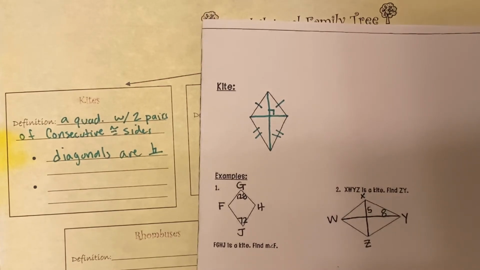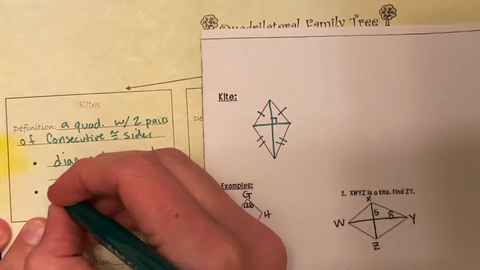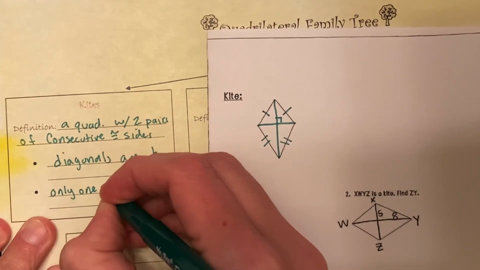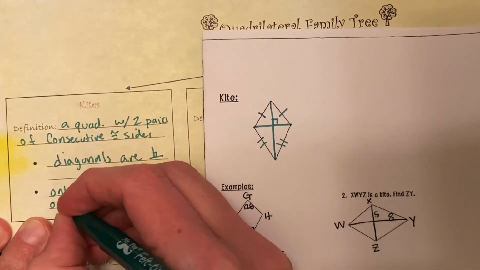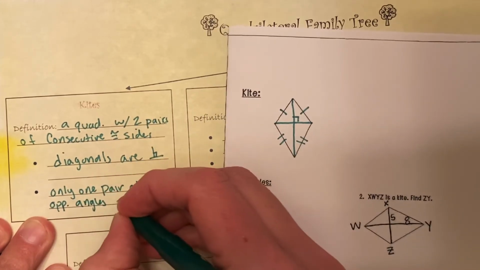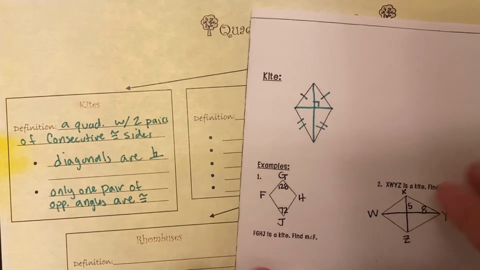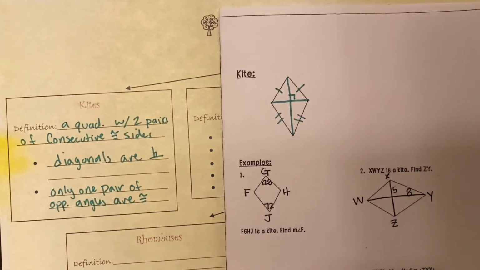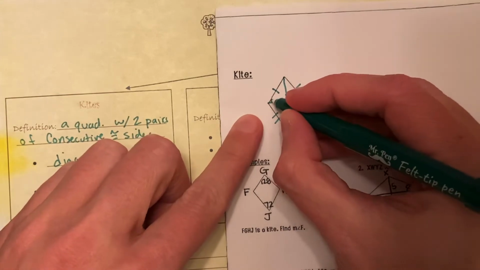Okay? The last thing about kites you need to know is that only one pair of opposite angles are congruent. One pair of opposite angles are congruent. Okay, so what that means is you're gonna have a pair, so two angles that are congruent. Which two will be congruent? The top and the bottom or the left and the right? It's actually gonna be the left and the right.